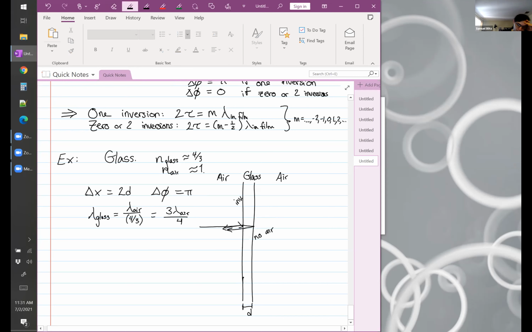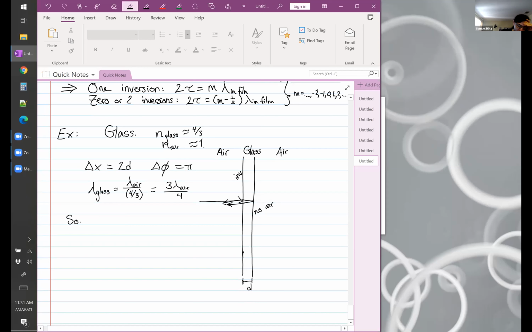So now we can find what the total phase difference is. Delta phi is 2 pi times delta x, which is 2d, divided by the wavelength in the glass, which is 3 lambda in the air divided by 4, plus pi. This is delta phi. So this works out to be 16 pi d over 3 lambda air plus pi.